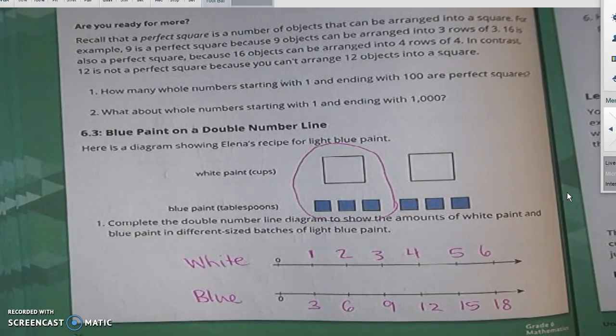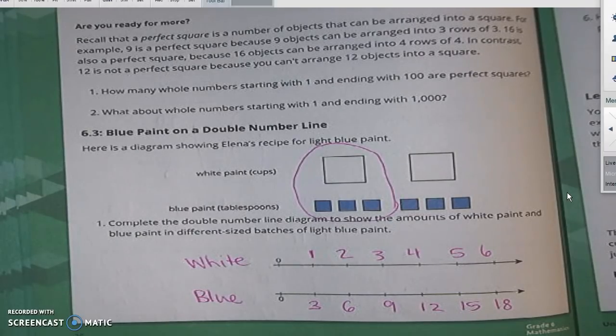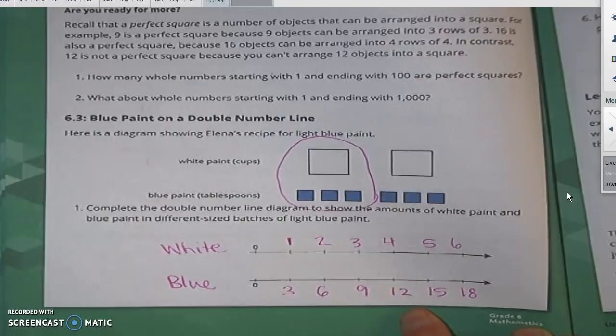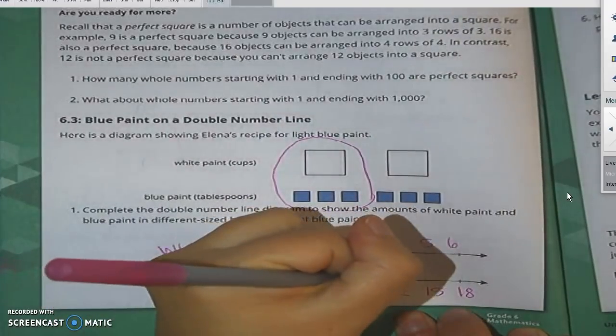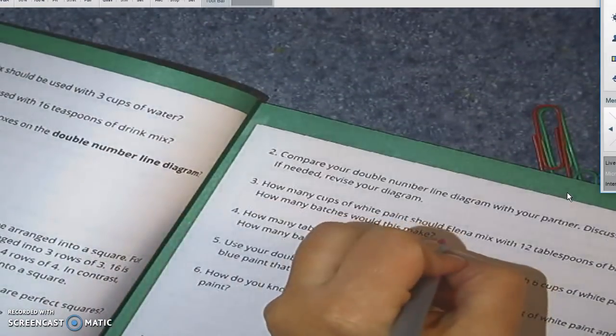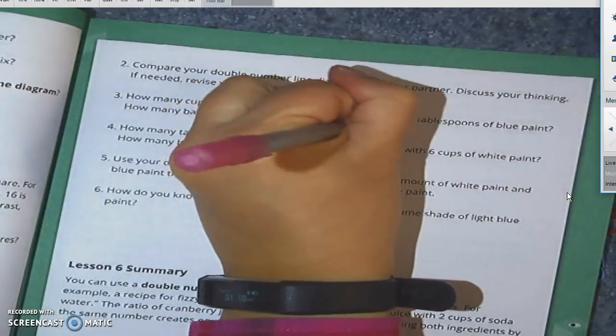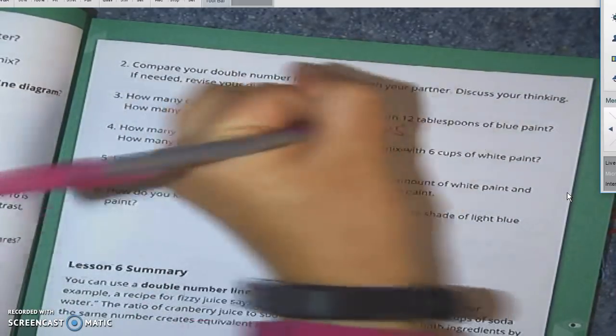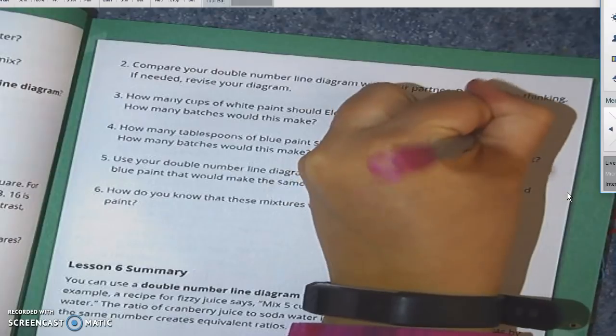Number 3, how many cups of white paint should Elena mix with 12 tablespoons of blue paint, and how many batches would this make? Okay, so if I want 12 tablespoons of blue paint, that is right here, and that lines up with 4 cups of white paint. So she needs 4 cups, and it would make 4 batches.